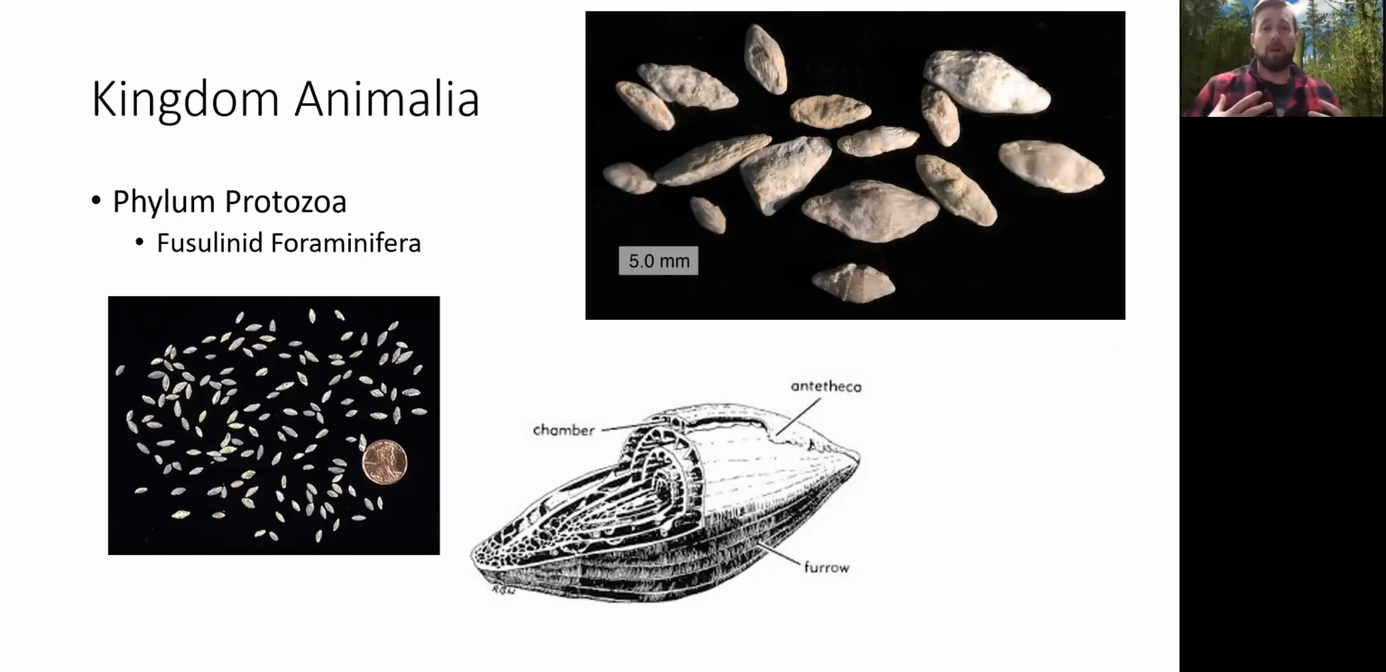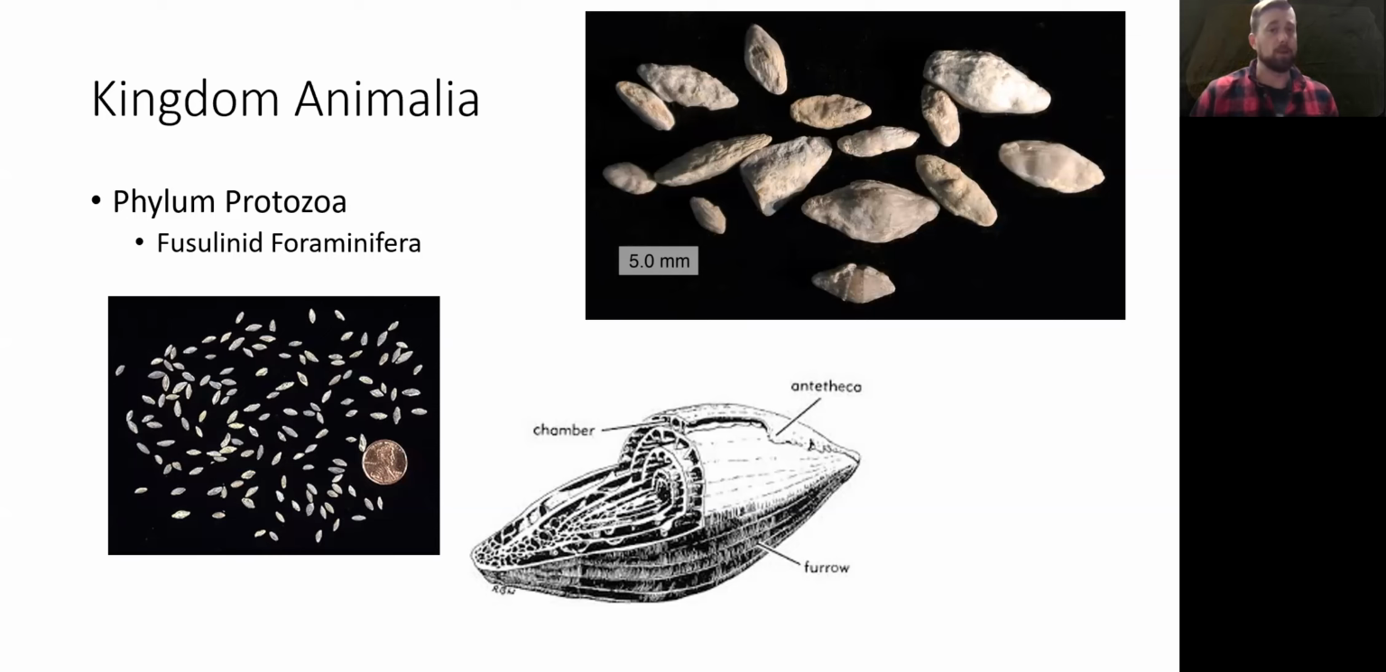Not all of our animals from the late Paleozoic are large. We're actually going to be looking at the largest form of the smallest kind of animals today as well. These are within phylum Protozoa, so they're protists. These are Fusulinid Foraminifera, or Fusulinid forams, or just forams for short.